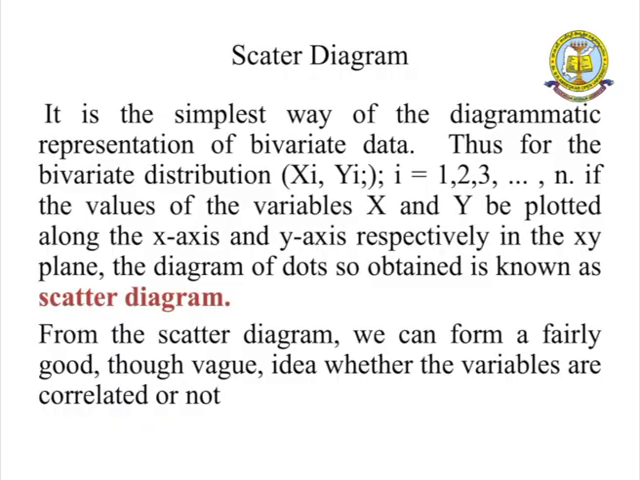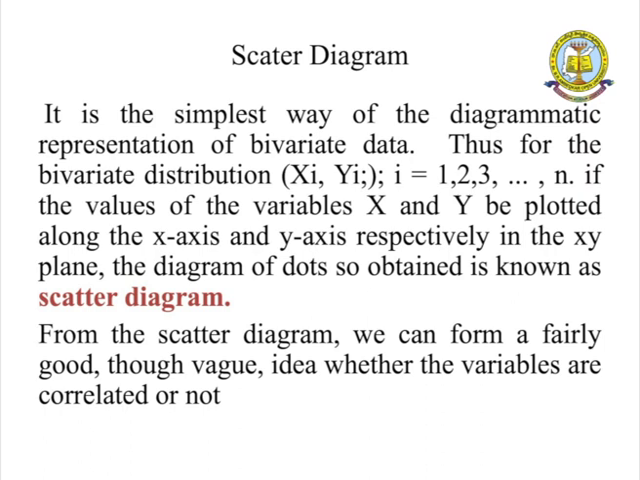Now, the first one we will discuss one by one. Apart from that, the first method is the scatter diagram method. What do you mean by scatter diagram actually? It is the simplest way of the diagrammatic representation of bivariate data.